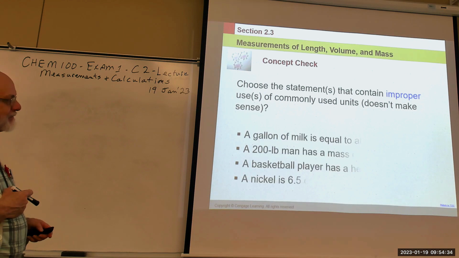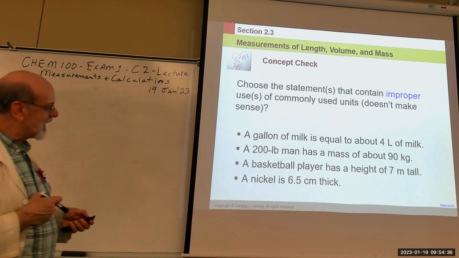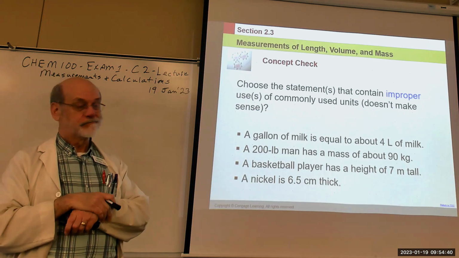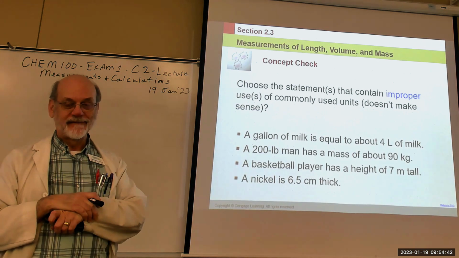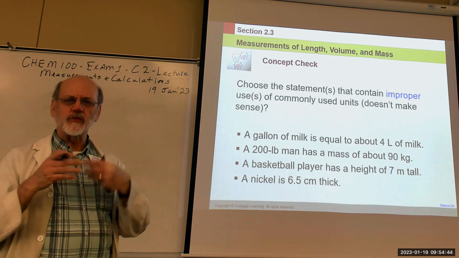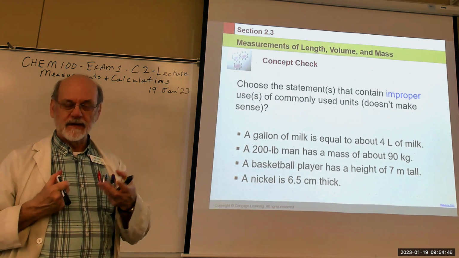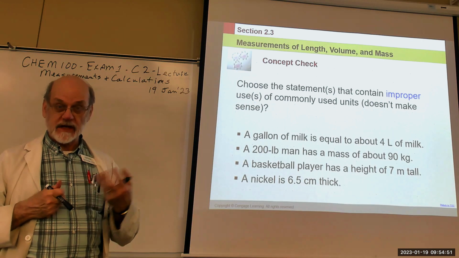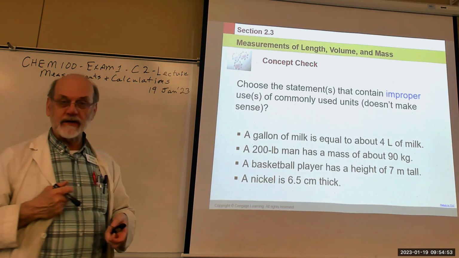Which one of these does not make sense? A gallon of milk is equal to about 4 liters of milk. Does that make sense? Well, you have to have an intuition for what a gallon is. A gallon is equal to 3.8 liters. So yeah, it's about 4 liters of milk.